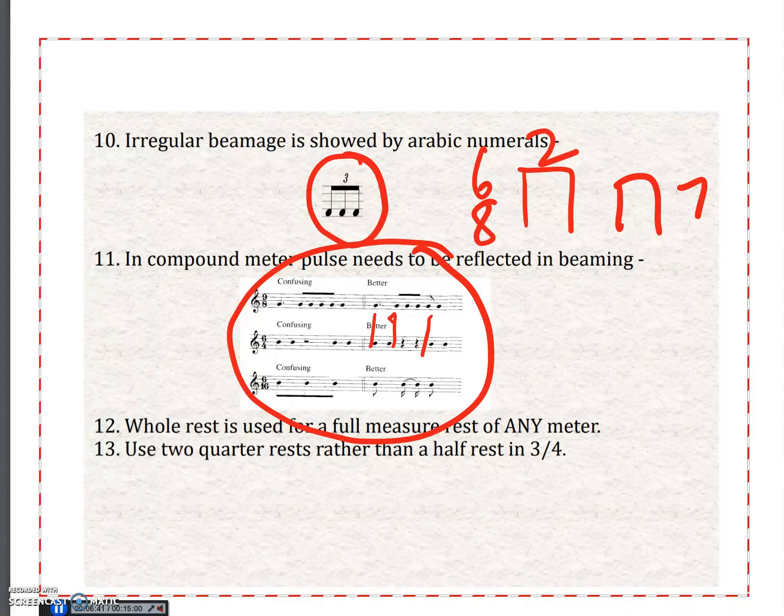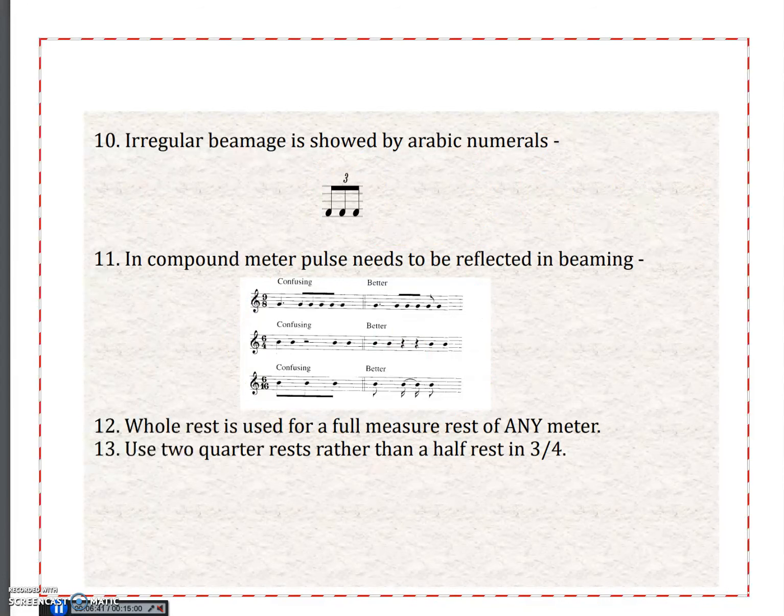Number 12, a whole rest is used for a full measure of rest in any meter. So I don't care if you're in 2/4, 3/4, or whatever, you're going to find a whole rest for the whole measure, like that, okay? Number 13, use 2/4 rests rather than a half rest in 3/4. So you'd go like this.